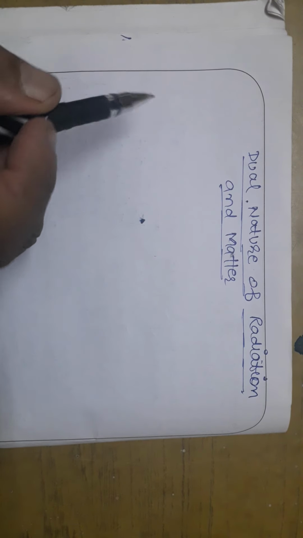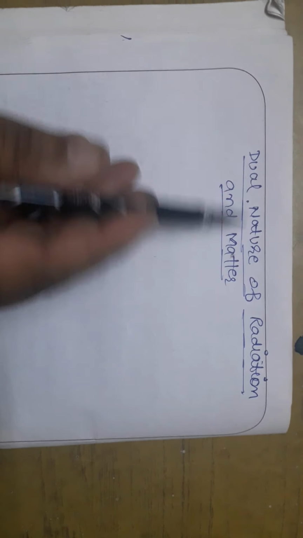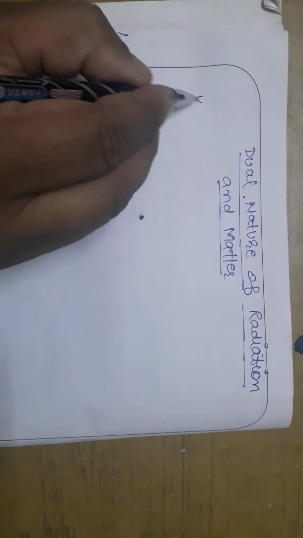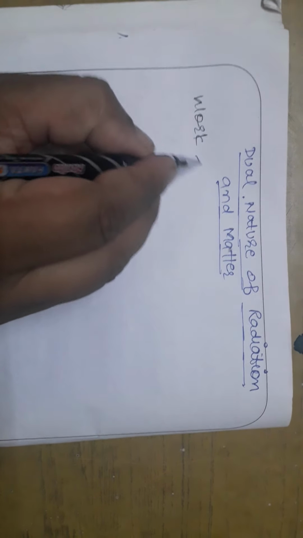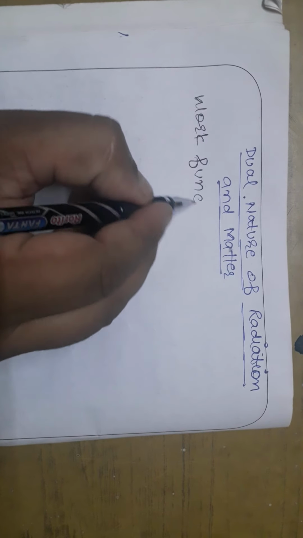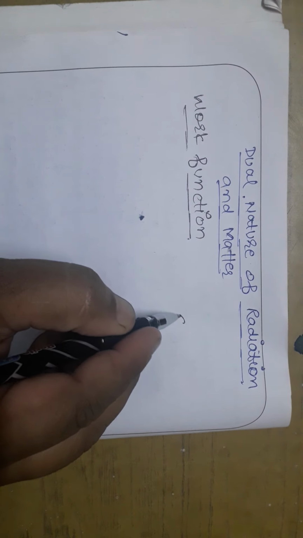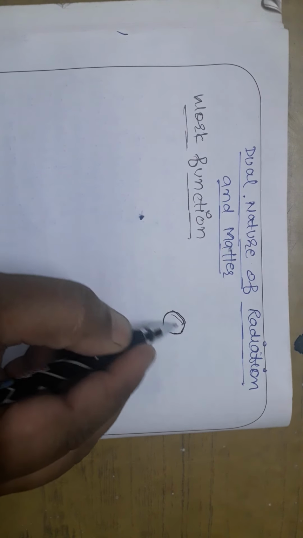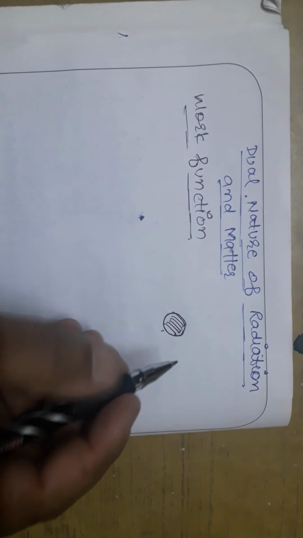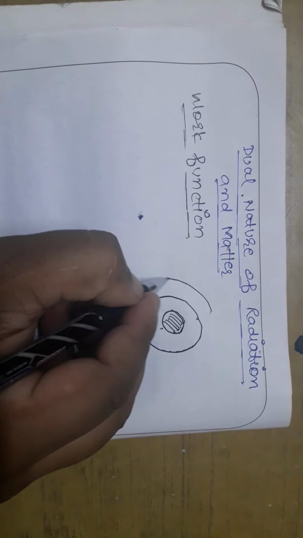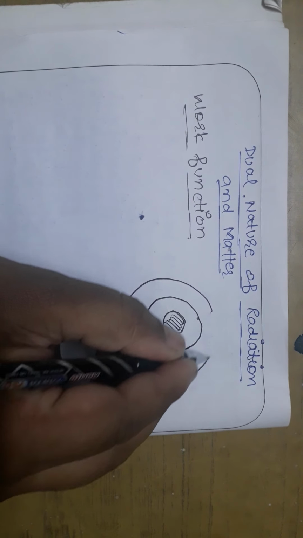So today we are going to start the new chapter, dual nature of radiation and matter. The first question that comes in is: what is work function? So when I talk about work function, before starting, let us study something about the atom. In an atom there is a central part which we call the nucleus. Outside the nucleus, electrons are revolving in fixed orbits.